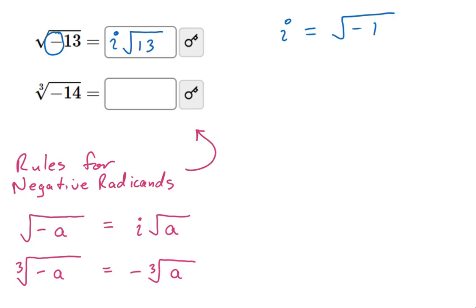Next type, when you have a cubed root, this is actually easier to deal with. You write it as a positive radicand, same as before, and that negative sign just sort of migrates to the outside. Okay, so that becomes negative cubed root of 14. A common mistake here is we forget the 3 index, right? So you have to remember this is still a cubed root. It doesn't turn into a square root or some other kind of root.